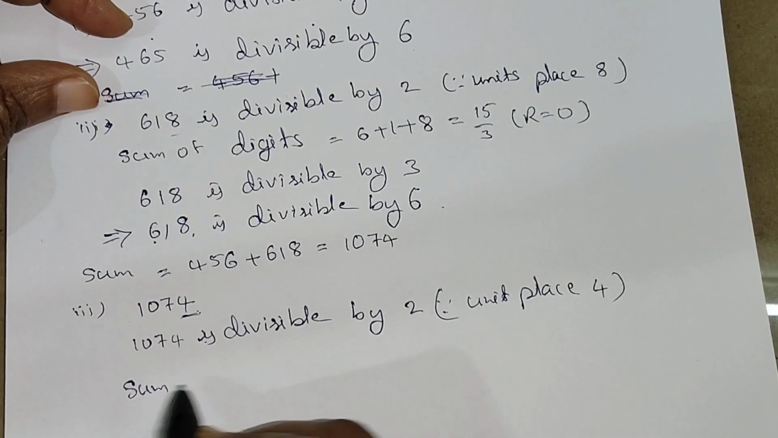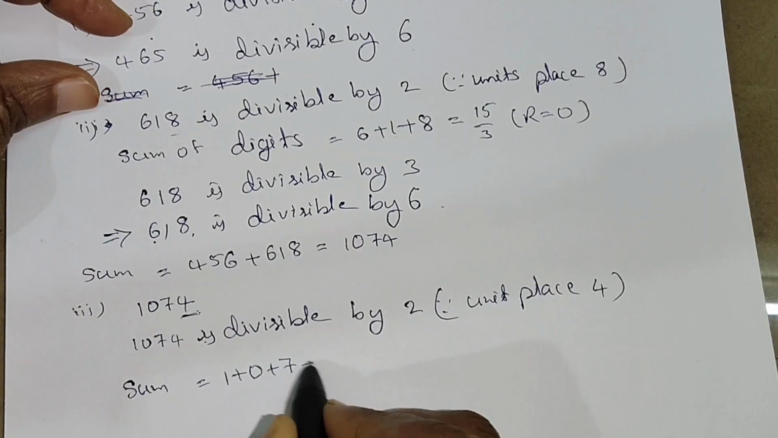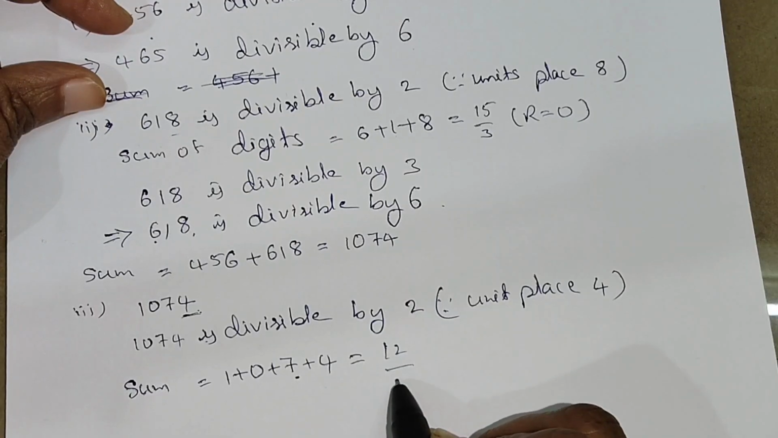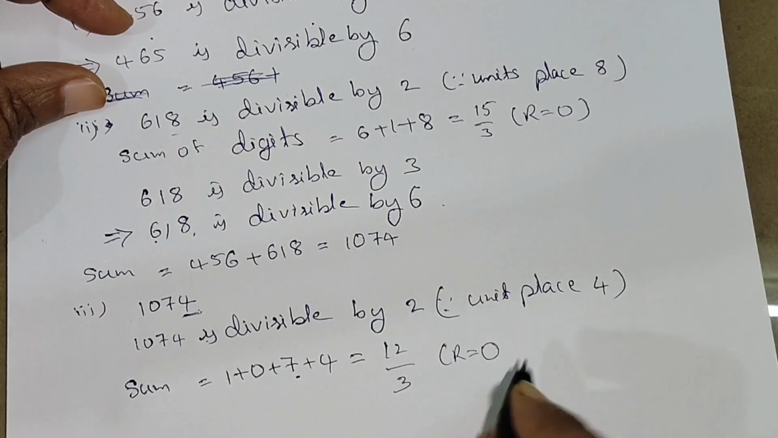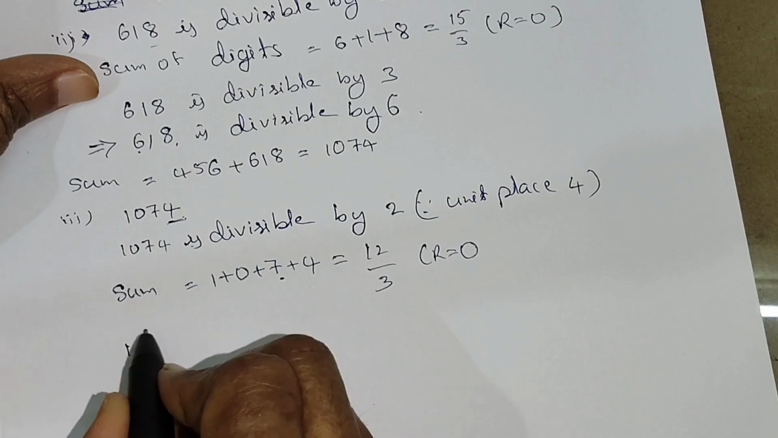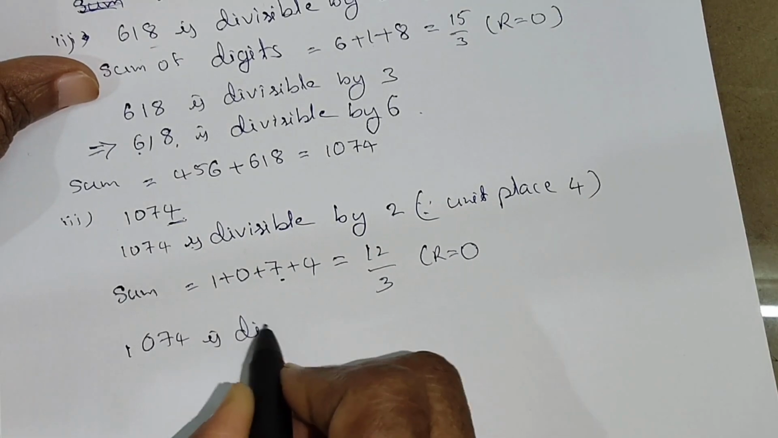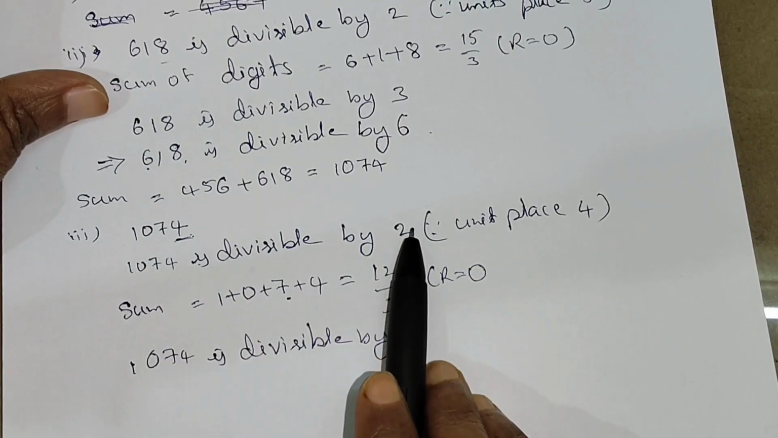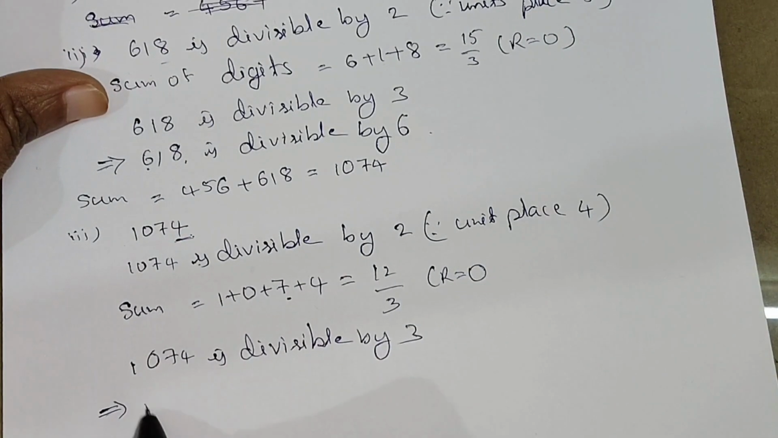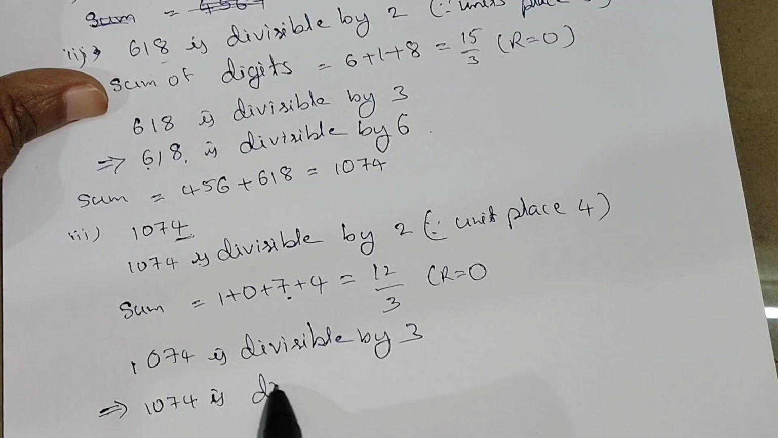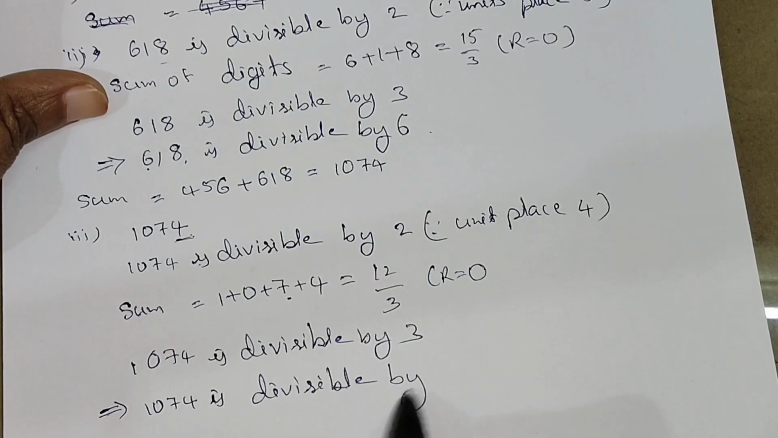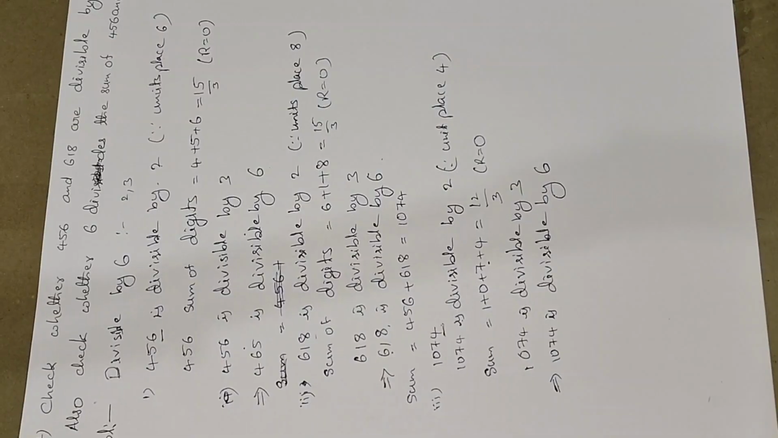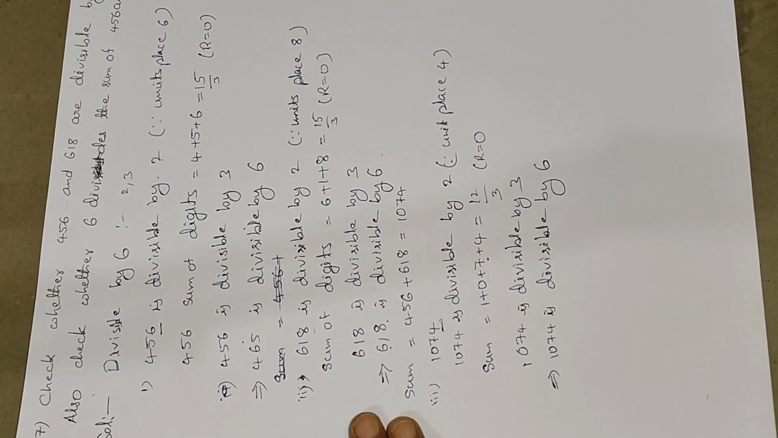Next the sum equals 1 plus 0 plus 7 plus 4, that equals 8 plus 2, 12, which is divisible by 3. The remainder equals 0. So 1074 is divisible by 3. So this number is divisible by 2 and 3. That implies 1074 is divisible by 6. This is the complete solution of the 7th question.